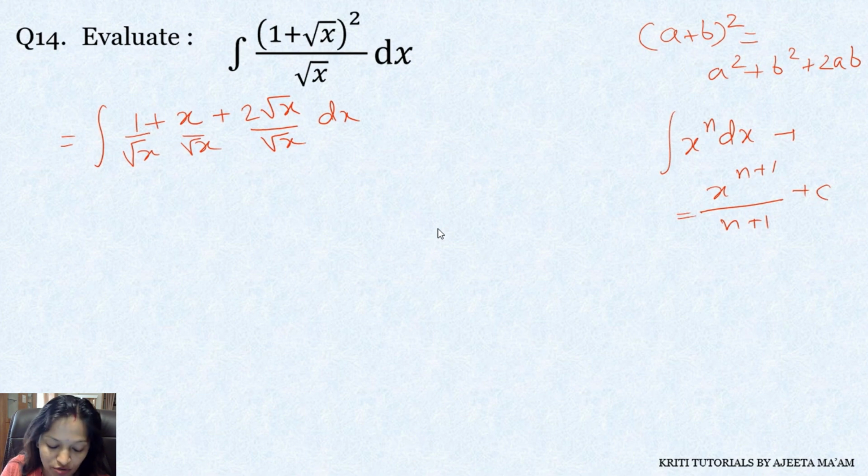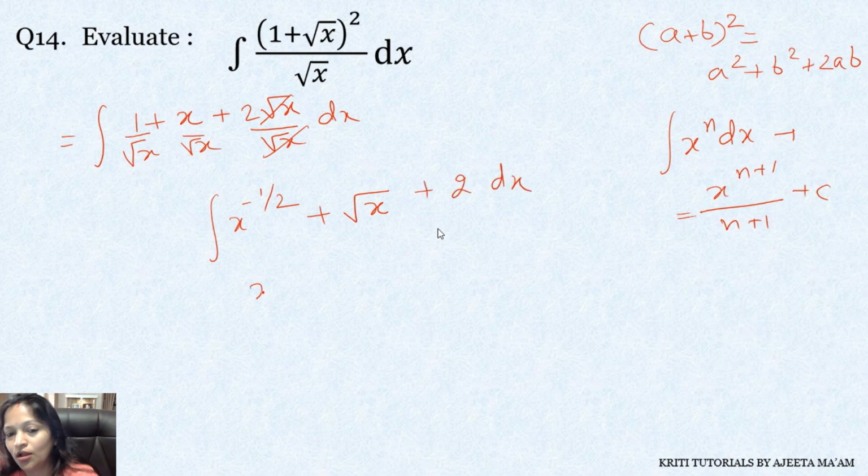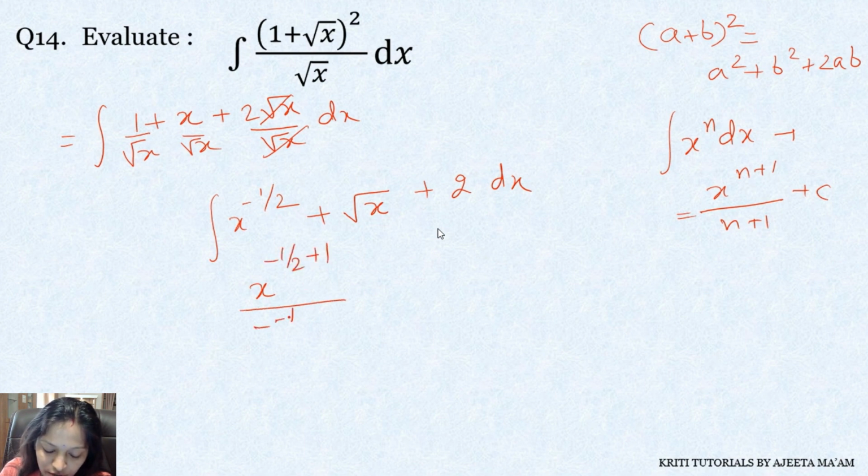So 1 upon root x को what can we write? X raised to minus half. X upon root x को we can write simply root x or x raised to half. And root x will get cut. So this is simply 2. Now if I do the individual integral, so what will I get? Minus half plus 1 upon minus half plus 1, right? For the other one, what we will get?